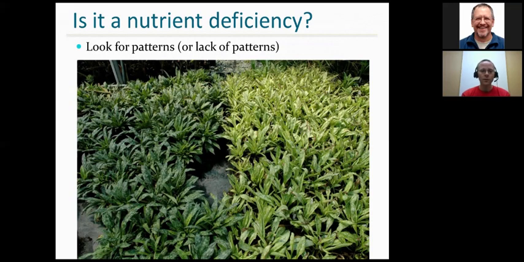down the greenhouse bay, and we see somewhat of a pattern here. Everything on the right-hand part of the picture is showing some chlorosis. It's a little bit yellow. Everything on the left hand is normal and green.